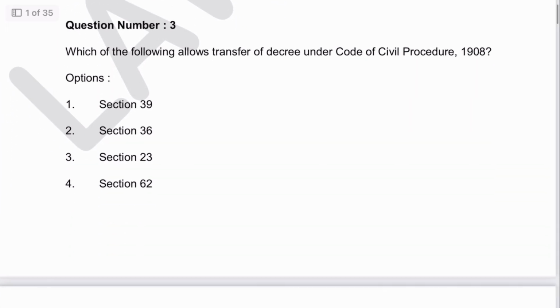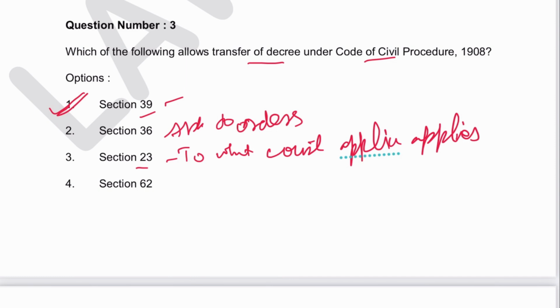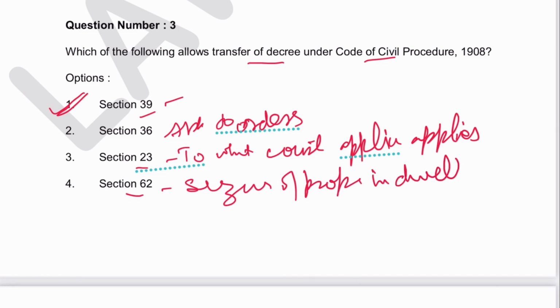Next is 3. Which of the following allows transfer of decree under CPC? The transfer of decree is mentioned in section 39. Yes, it is. So 1 is the answer. 36 is application to orders. 23. To what courts application applies? 62 is seizure of property in dwelling house.